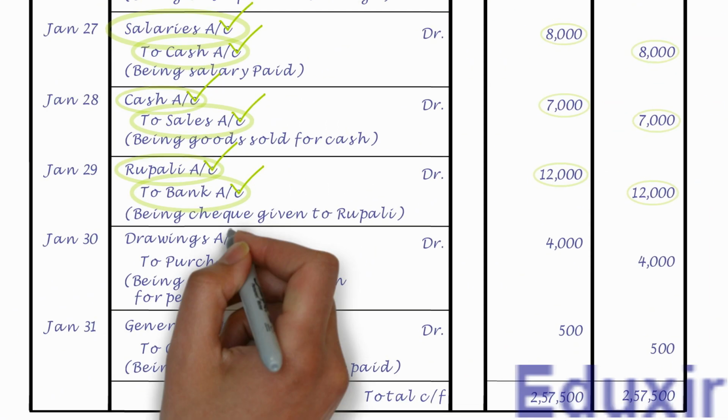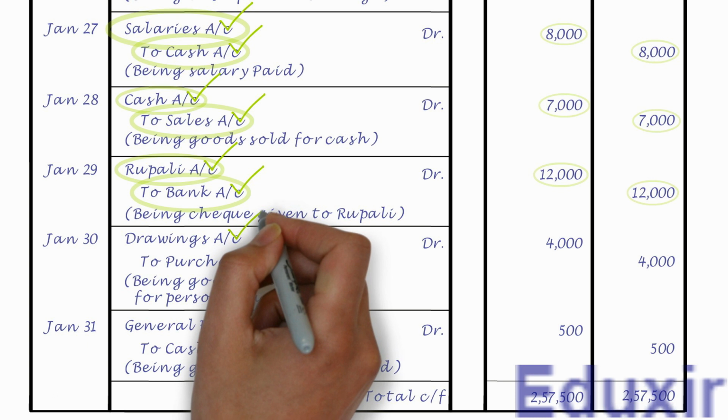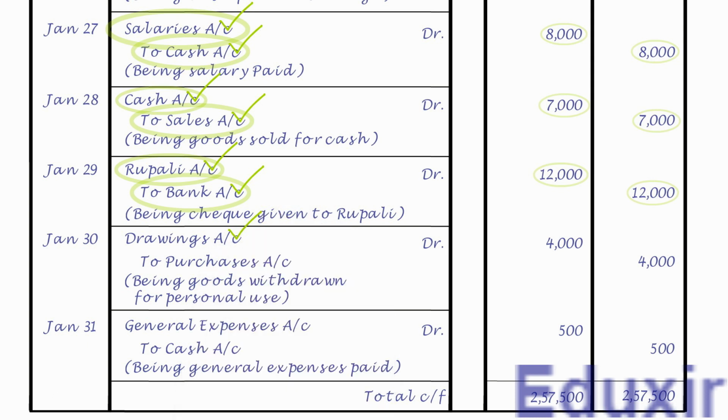As the name suggests, it needs to be posted on the debit side of drawings account and the debit amount is 4,000 rupees. Note that the details that need to be posted into the particulars column is purchases account. For posting this entry, we need to create a ledger account for drawings as it is not yet created. Let us first write the title as drawings account.